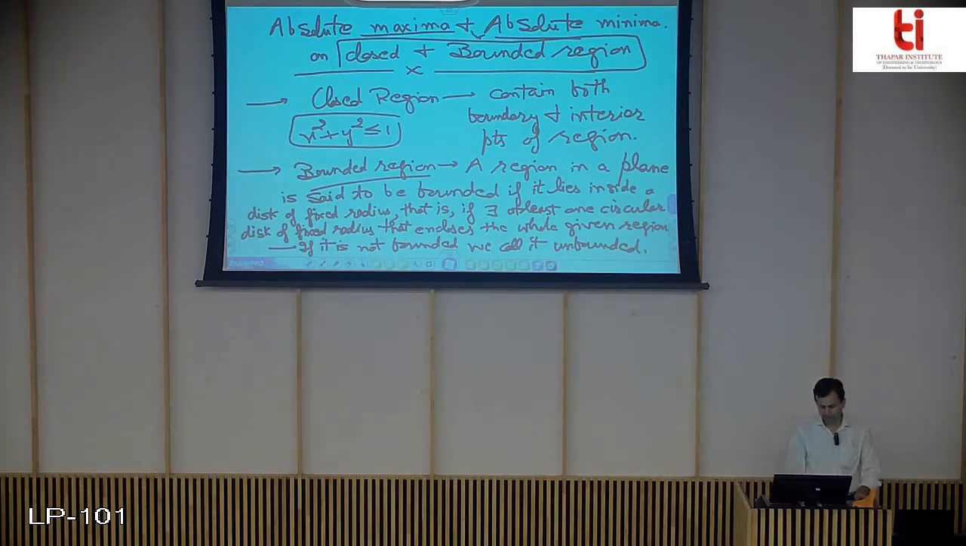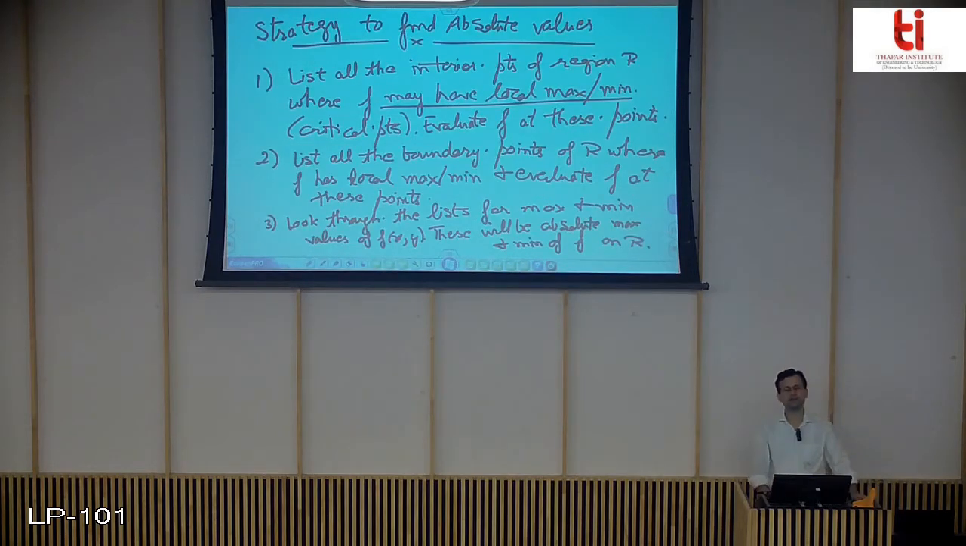For finding the absolute maxima and minima, we usually follow a three-step strategy. First of all, we look for the interior points in the region, whatever region in the xy plane has been given, where f(x,y) can have maxima or minima. Then we look for the points on the boundary of the region R. You must be very careful here that the region R is given in the xy plane.